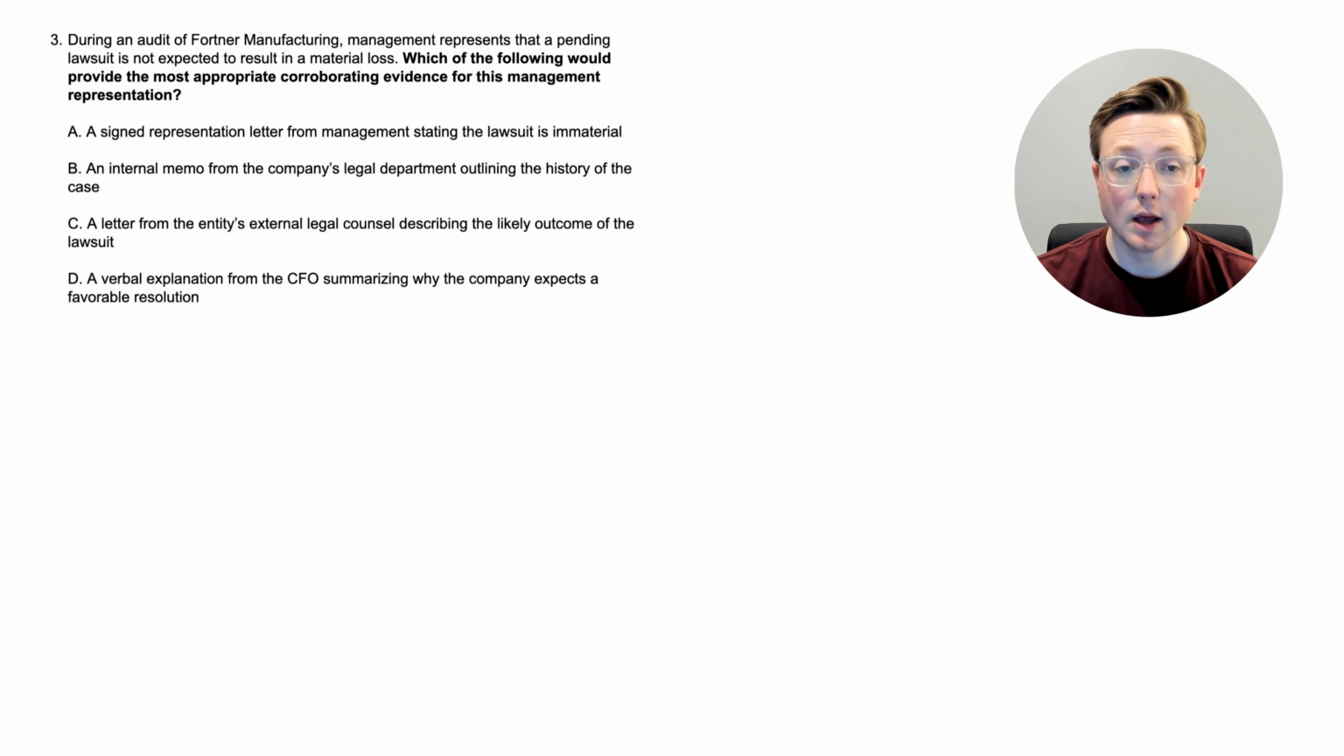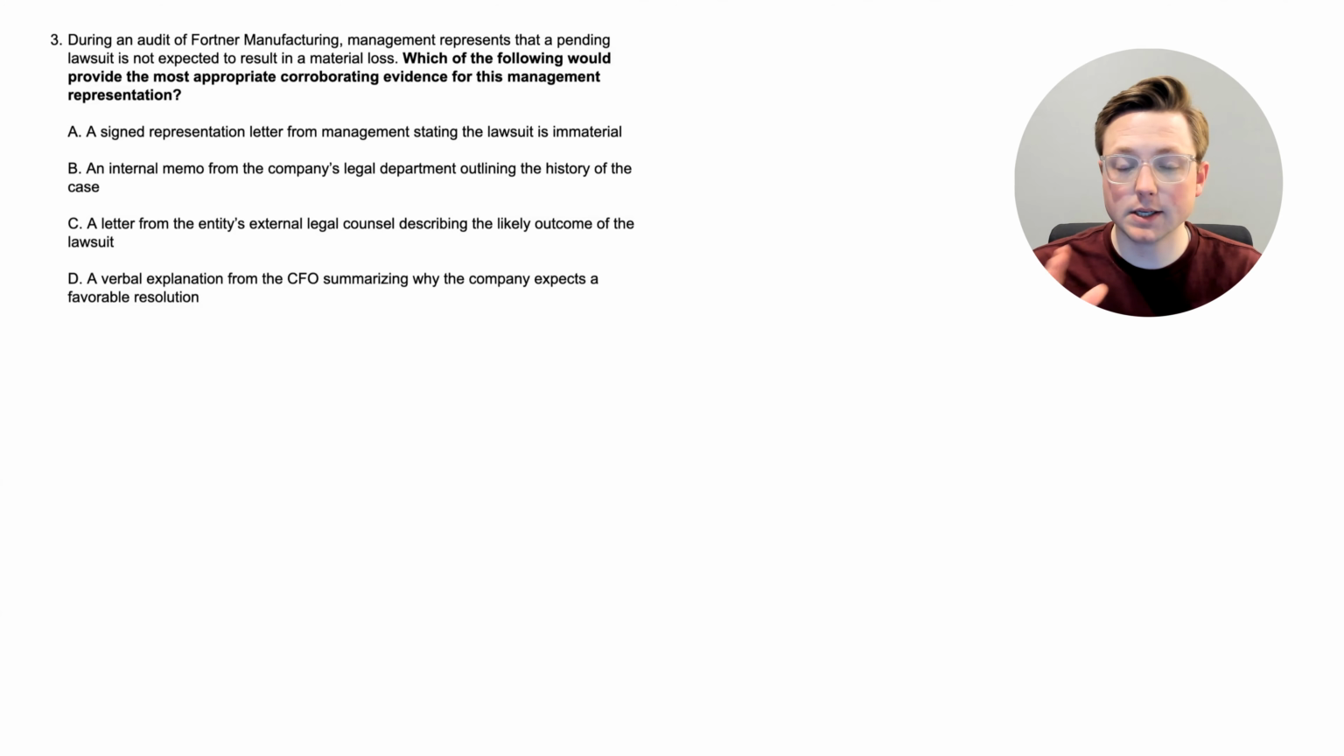Let's go through the options. Option A, a signed representation letter from management stating the lawsuit is immaterial. Option B, an internal memo from the company's legal department outlining the history of the case. Option C, a letter from the entity's external legal counsel describing the likely outcome of the lawsuit. Or option D, a verbal explanation from the CFO summarizing why the company expects a favorable resolution.